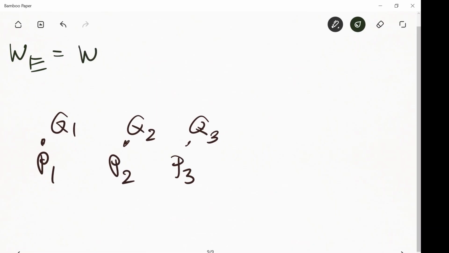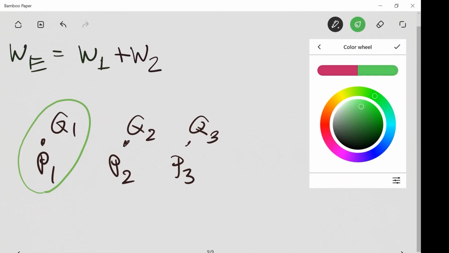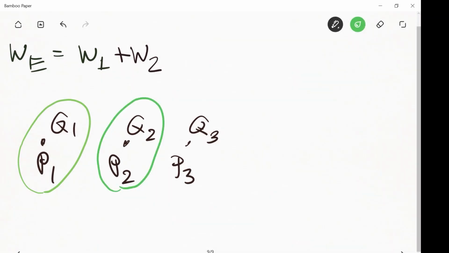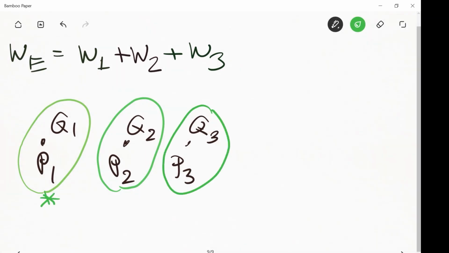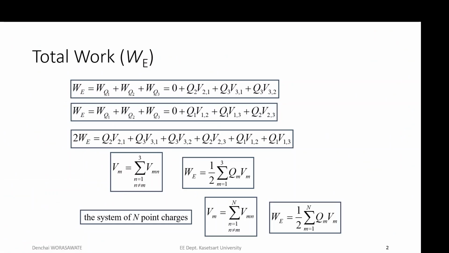we move Q1 to this location. W1 is the work to move Q1 to point P1, which is 0, plus W2. W2 is the work to move Q2 to point P2 when we have Q1 there already. The last one, W3: we move Q3 to this location when we already have this one and this one at their locations. The equation becomes like this.